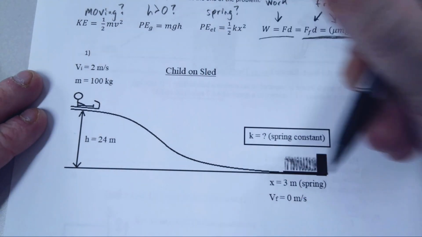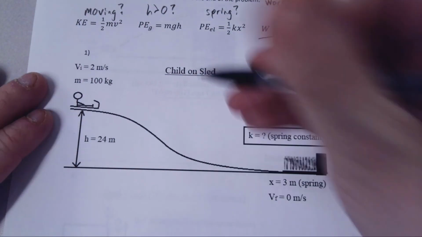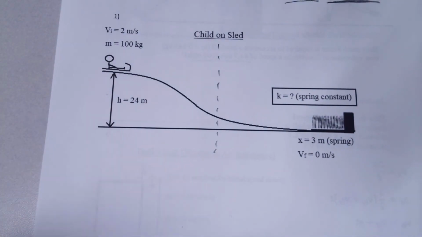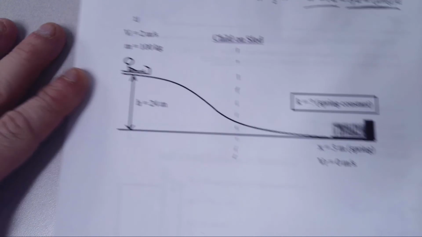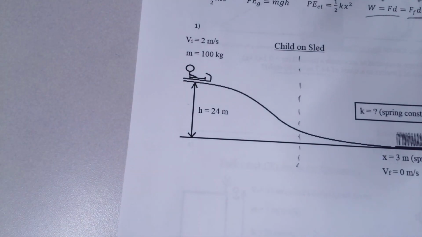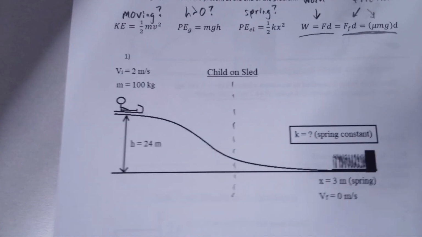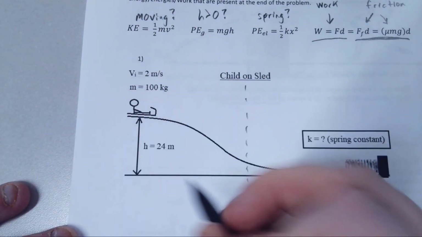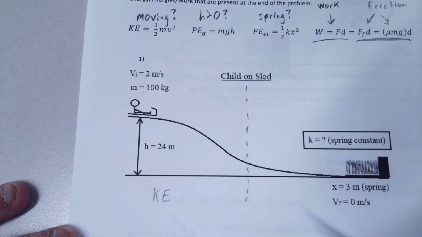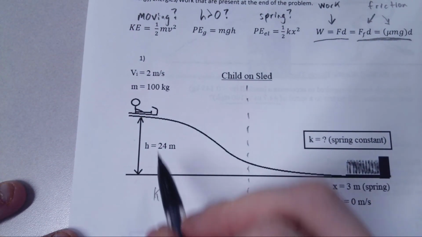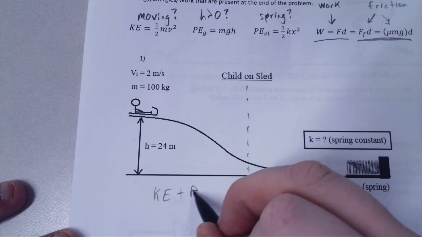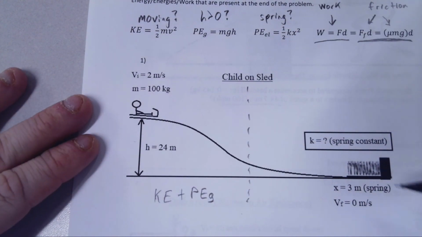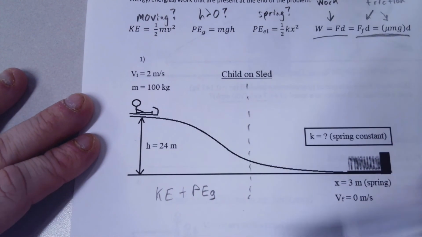So to help me, instead of looking at the whole thing and only concentrating on the beginning and end, I like to put a dotted line down the middle just to say, hey, the left side is independent of the right side. And then we have to go through and identify which energies we have. Is it moving? Yes, it indicates it's moving right there, so we have kinetic energy. Is it at a height greater than 0? Also yes, so we have gravitational potential energy. Is there a spring? There is a spring at the end, but there's not a spring at the beginning, so that's why the dotted line separates that.